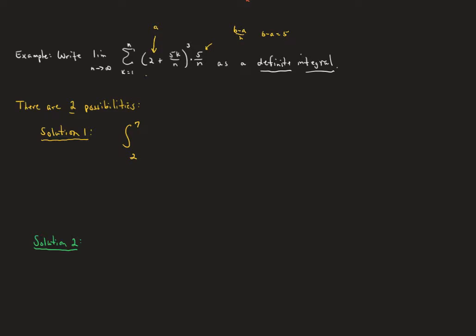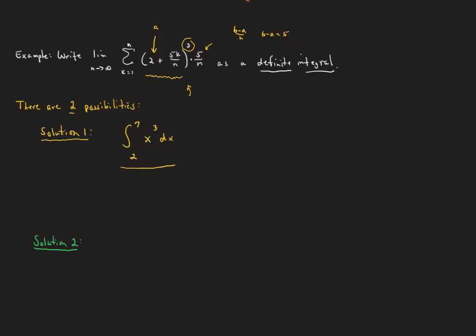Now we can see in here our function is kind of disguised. Remember, that's the a plus whatever, cubed. So that means we could say that our function is x cubed. And so this is one possible integral coming from this Riemann sum.